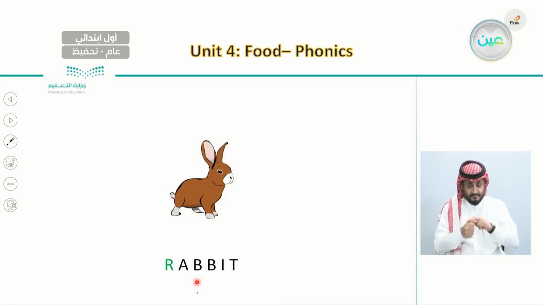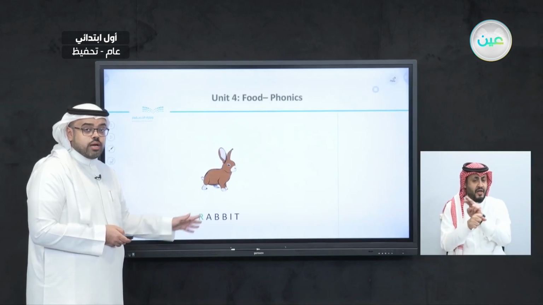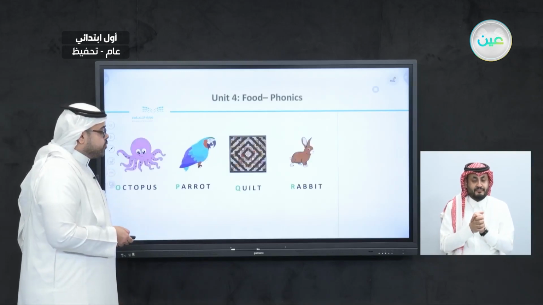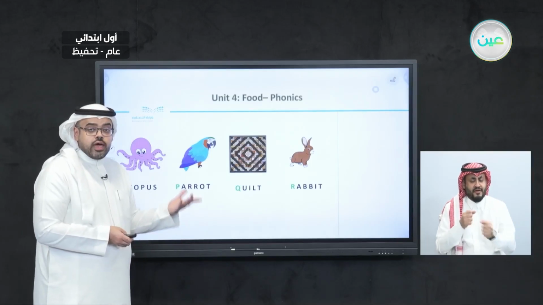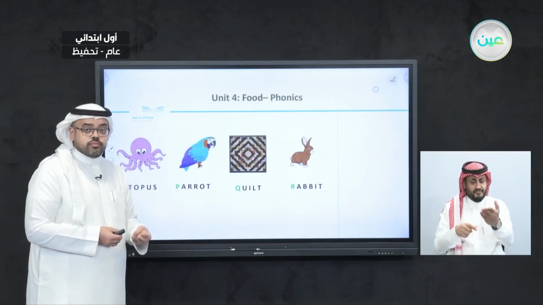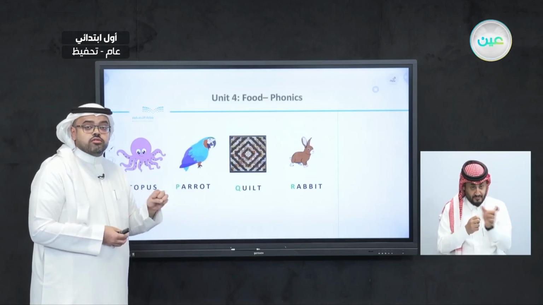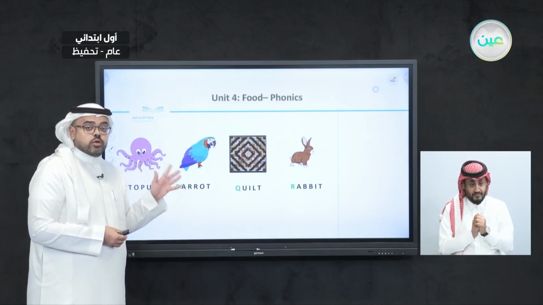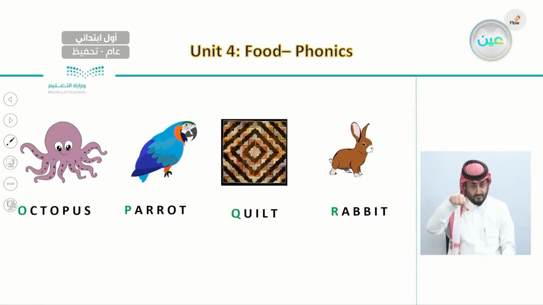Rabbit. Very good. We call this animal a rabbit. Now, let's remind ourselves with these animals and these words. And pay attention that these words start with the letters that we are about to write. The letters are O, P, Q, and R.